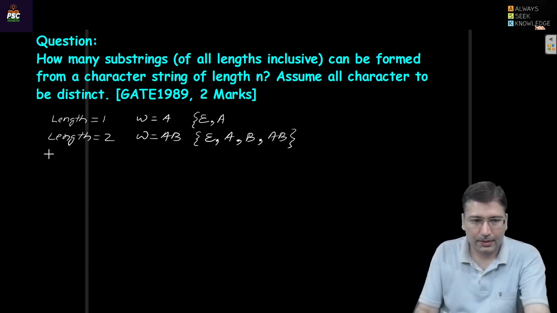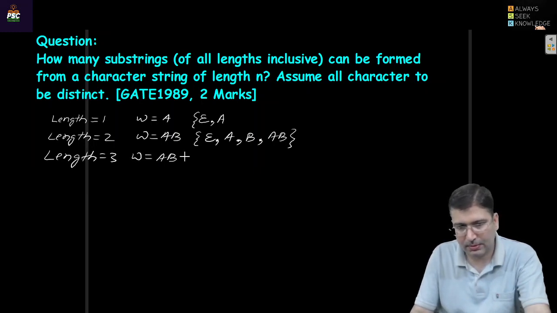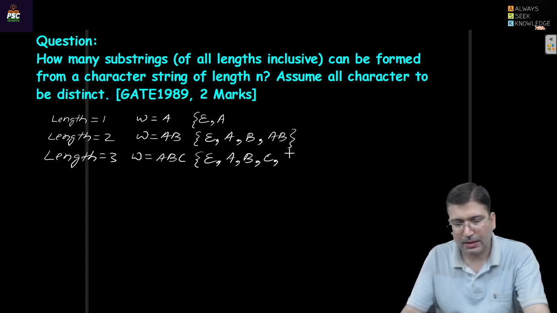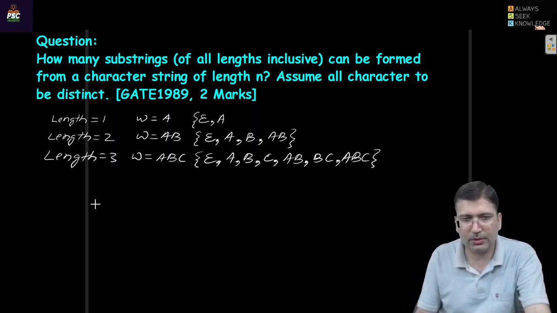If we consider the string is of length 3, let's say I assume the string is abc because all characters are distinct. So 0 length is epsilon, then 1 length there will be 3 strings a, b, and c, and then 2 length there will be 2 strings, ab, and bc will also be one of the substrings, and 3 length 1, abc, that is obvious, so it will be there.